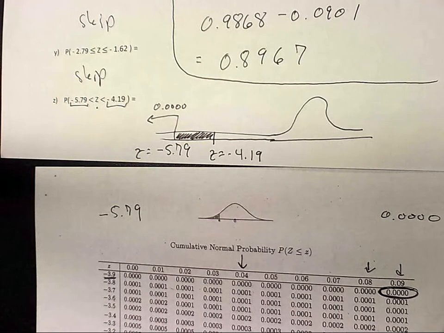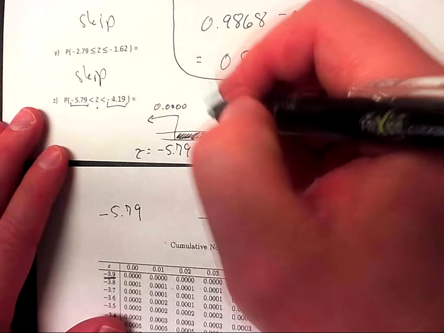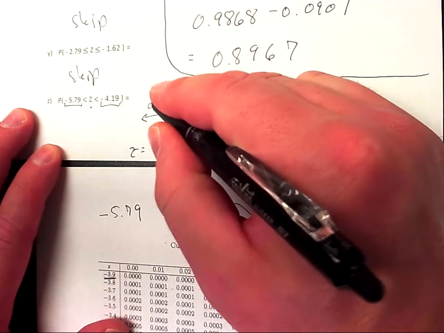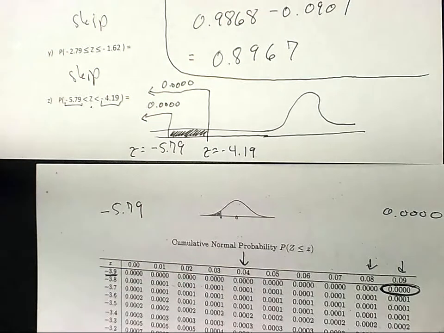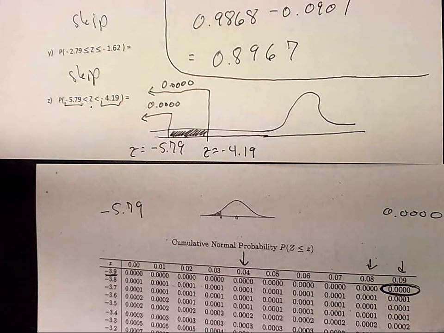The same thing is true if we look up negative 4.19. Again, it's not on our table. It's too small for our table. So here we would also be at 0.0000. Right? Is everybody good with this?